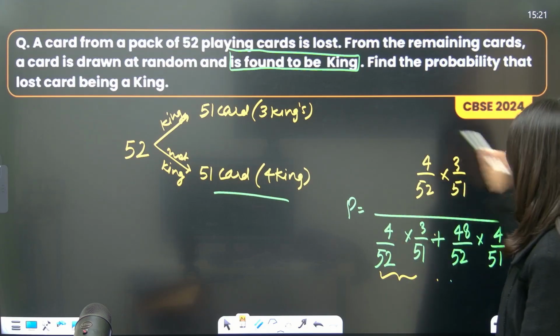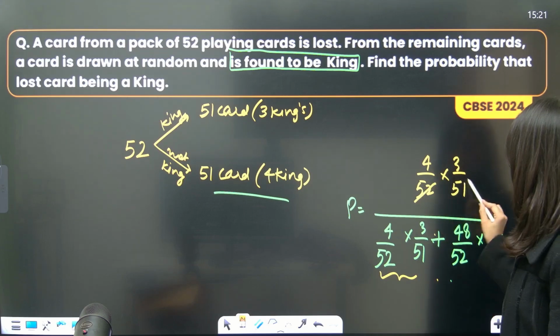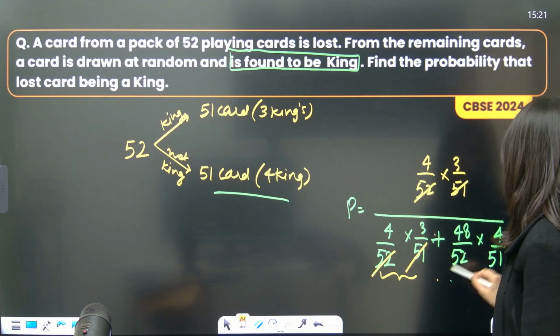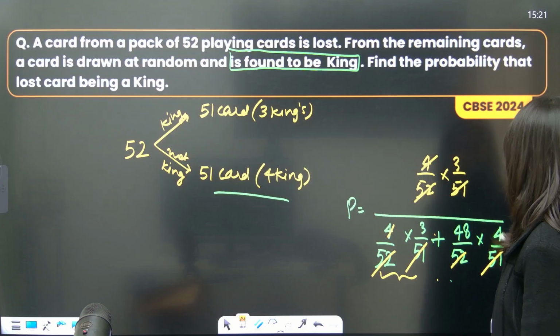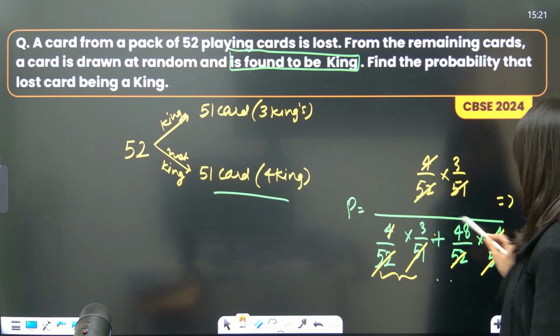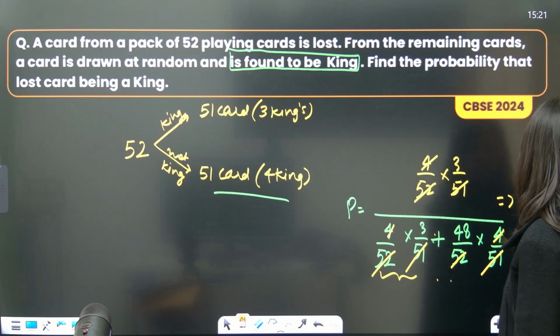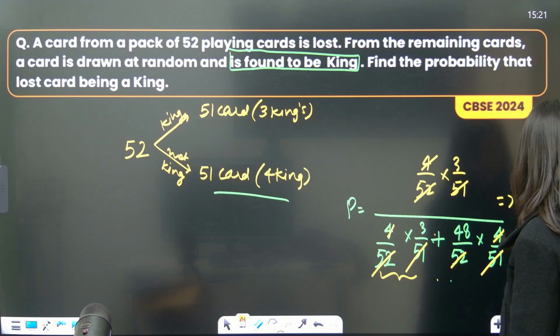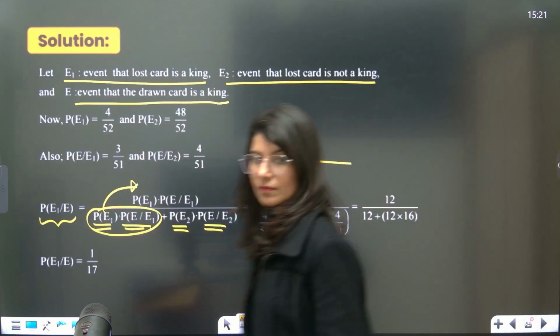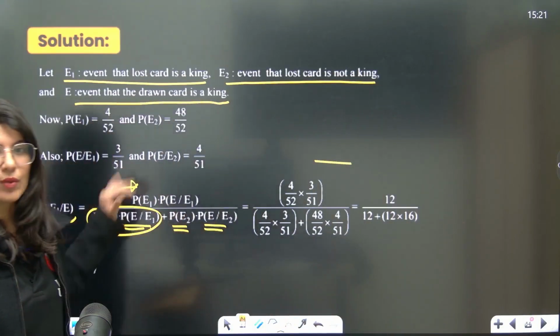So first of all, this is how you have to do it. 51 and 51 cancel, gone, gone. 4, 4, 4, gone. So this is 3 upon 48 plus 3, which is 51. So 1 by 17 will be the answer. But how to write it? How to write it? You have to have a look.